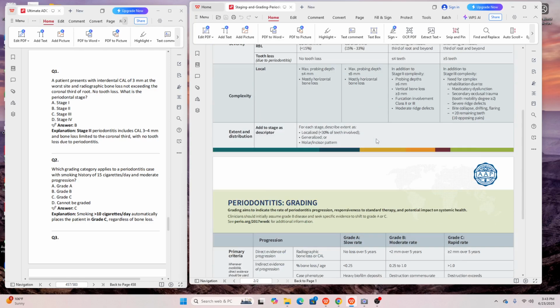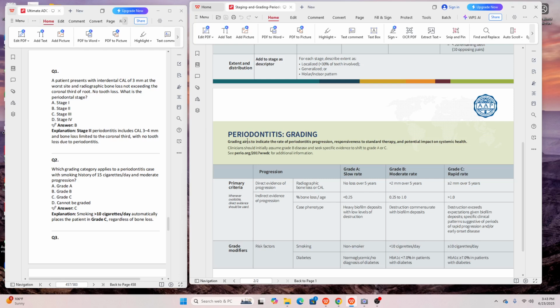You understand? What is grading? Grading aims to indicate the rate of periodontitis progression, responsiveness to standard therapy, and potential impact on systemic health. Clinicians should initially assume grade B by default and seek specific evidence to shift to grade A or C. See, whenever a patient has periodontitis, that means some problem is definitely happening. So by default you should assume grade B, and then depending on the factors that the patient is presenting, you can shift the patient to grade A or to grade C.